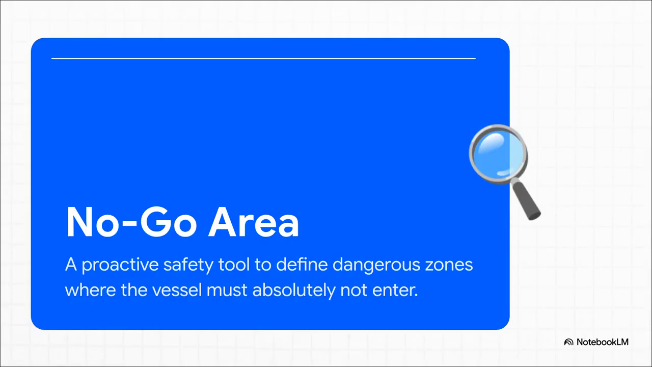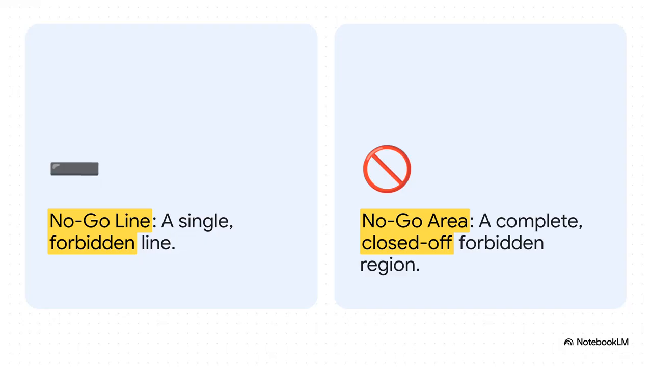And they mean exactly what they sound like. These are zones you define on the chart where your vessel must absolutely not go. We're talking shallow patches, restricted areas, underwater obstacles, you name it, anywhere that spells trouble. The difference between them is super simple. A no-go line is just that, a single line in the sand you shouldn't cross. A no-go area is a whole closed-off region, like you're literally drawing a box around a dangerous wreck. Both do the same thing. They mark off hazards, but that's not their real power.